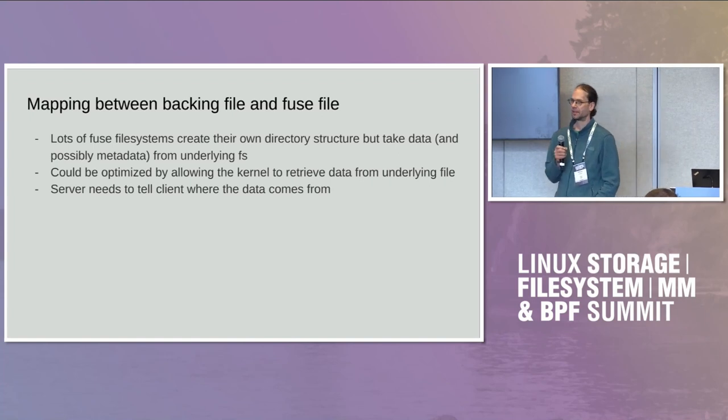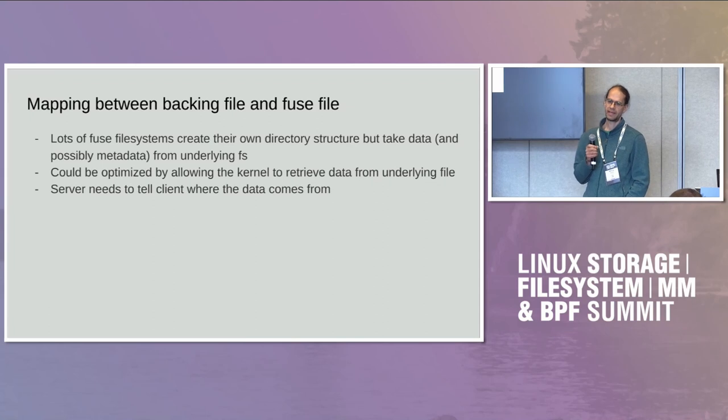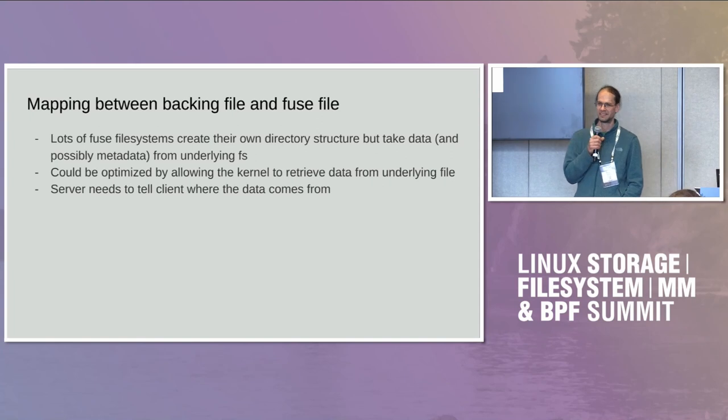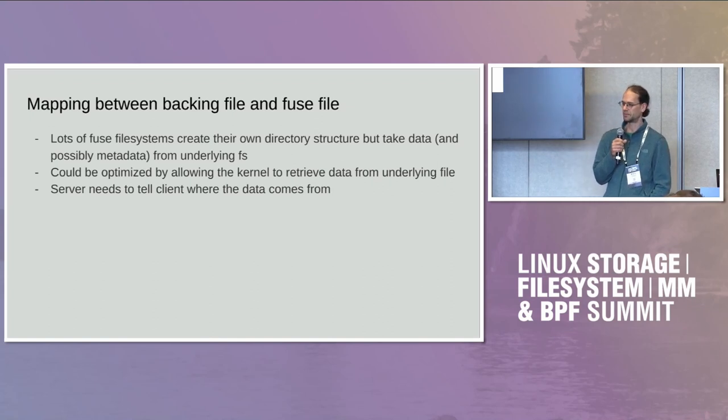Right now, if a FUSE file system does that, all I/O goes to the user space server via request, and obviously that's slower than if a file could be directly read by the kernel. So this means that the server needs to tell the kernel what file it needs to pass.